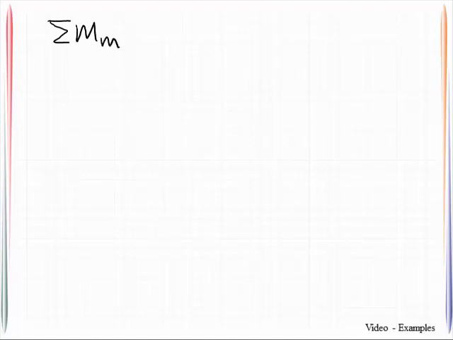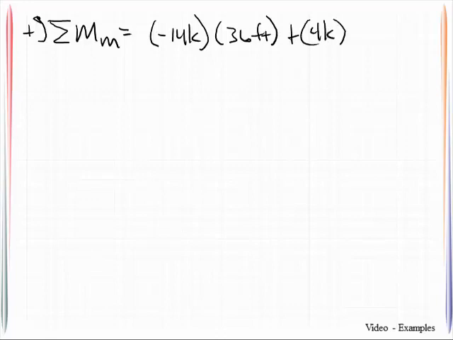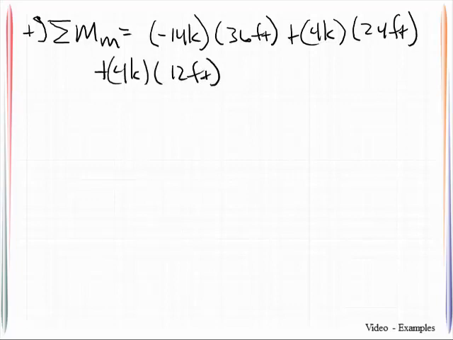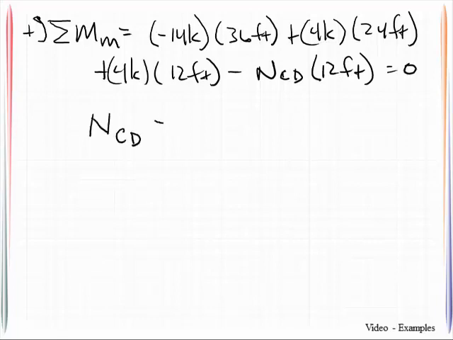So let's go ahead and get that one taken care of. We'll sum moments about point M. Here's our positive sign convention for that. And we get a negative 14 kips times 36 feet plus 4 kips times 24 feet plus 4 kips times 12 feet minus NCD times 12 feet, and that is all equal to 0, and thus we compute NCD is equal to negative 30 kips, and the negative indicates to us that that bar is in compression.